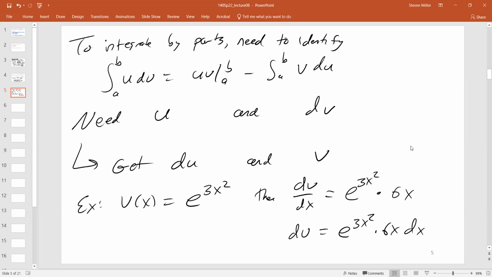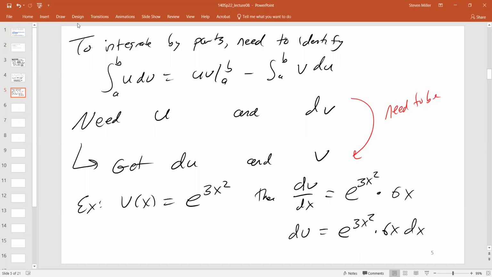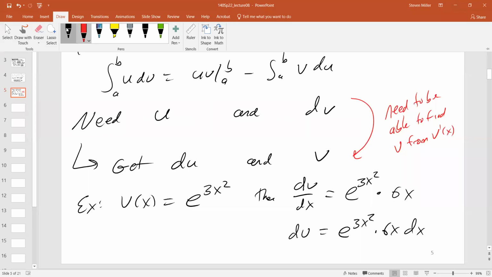So once we have u and dv, we can find du, which is very easy to do because du is just differentiating. Now, finding v from dv could be difficult because that requires us to do an antiderivative. And so there's always work somewhere. So this is where we have the main work. Need to be able to find v from basically v prime of x. And that's not always going to be easy.